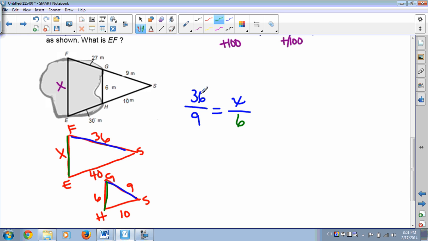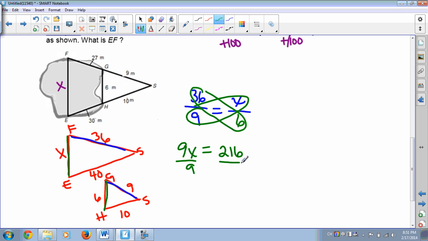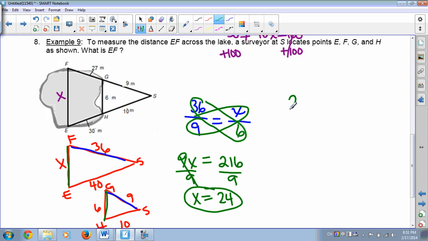So then we go ahead and simply cross multiply our proportion. 9 times x, 9x. 36 times 6 is 216. Divide by 9. 216 divided by 9 is 24. So the distance across the lake from E to F is 24 meters.